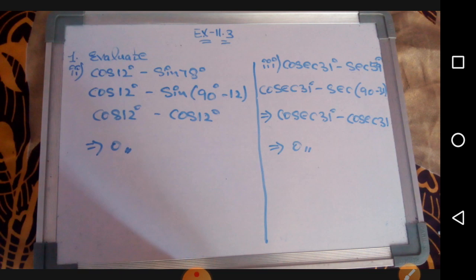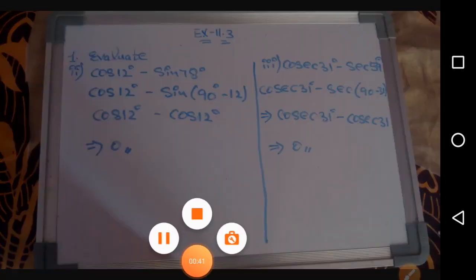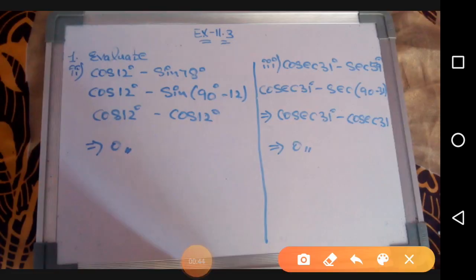What is the second question? It's given cos 12 degree minus sin 78 degree. As we are dealing with complementary angles, let me take the pen. So cos 12 degree minus sin 78 degree. To sin 78, can we write 90 minus 12 degree, and sin of 90 minus theta is cos theta. Thus cos 12 minus cos 12 is nothing but 0. Let's move on to the third question.